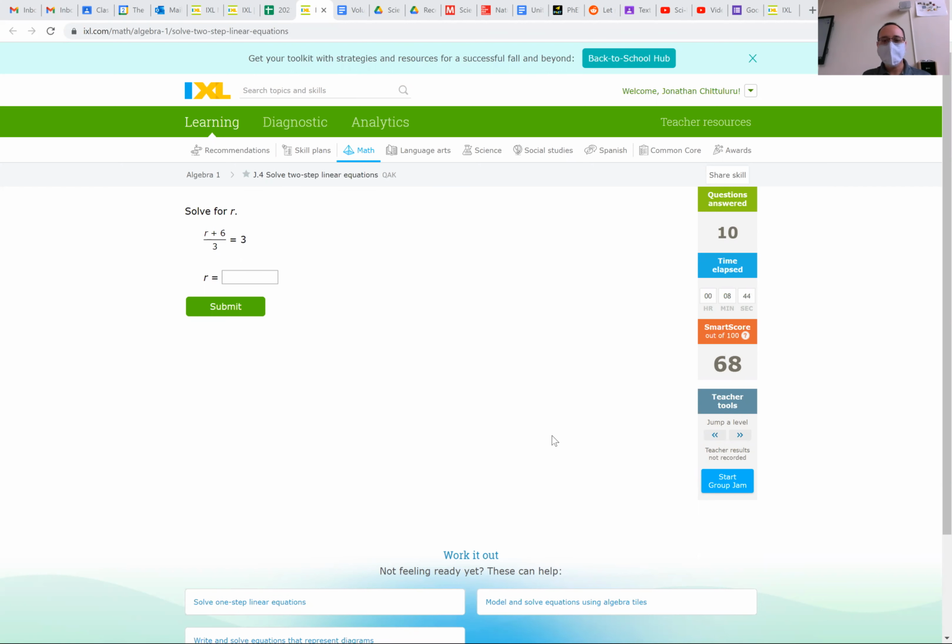First order of business, r plus 6 over 3 equals 3. So first order of business, we have to undo this division. So we're going to multiply both sides by 3. That's going to give us r plus 6 equals 3 times 3, which is 9.